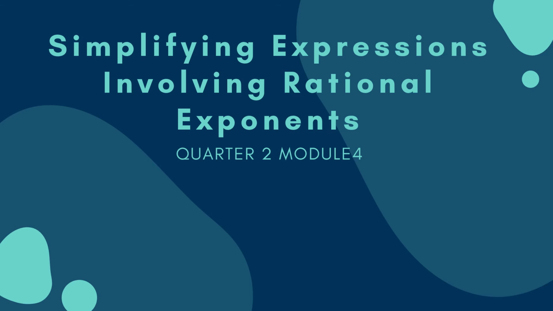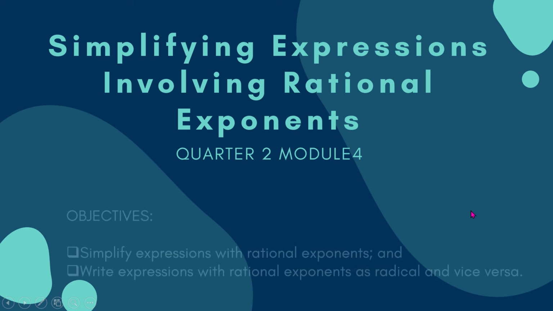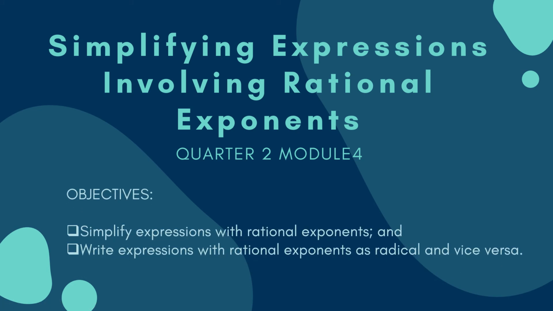This is a pre-recorded video lesson for our quarter 2 module number 4 video lesson. Module number 4 is entitled Simplifying Expressions Involving Rational Exponents. For this module, we have the following objectives to accomplish. The first objective is to simplify expressions with rational exponents. The second objective is to write expressions with rational exponents from exponential to radical form and vice versa.